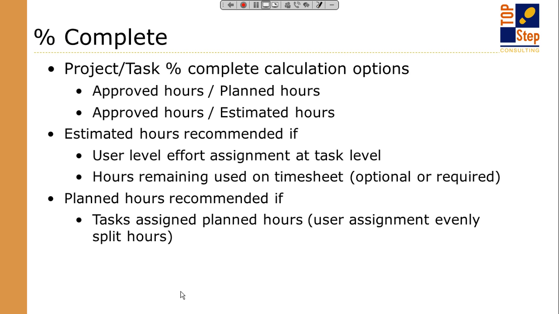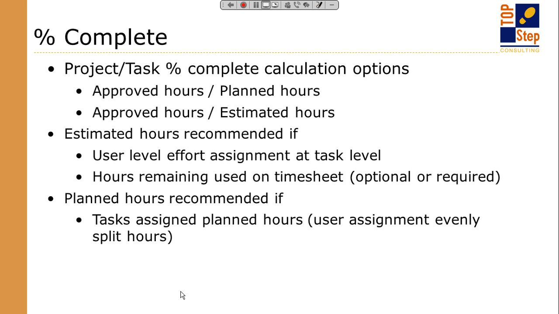But if you're doing planned hours at the task level, typically your percent complete then would be approved hours over planned hours. Okay. If you are assigning hours to individual people, you may turn on this feature called hours remaining. It gives users the ability to override how many hours they need to finish the task on their timesheet, which then contributes to another calculation in the project called estimated hours.